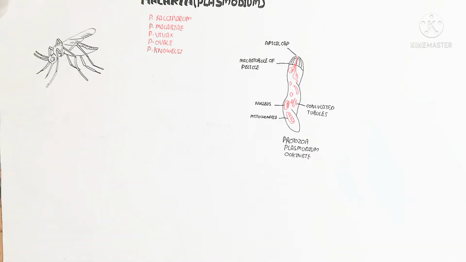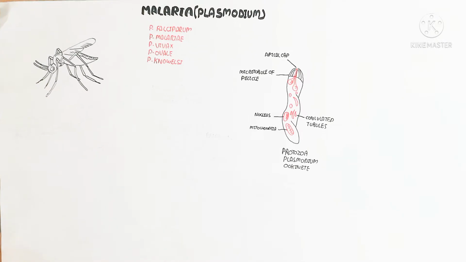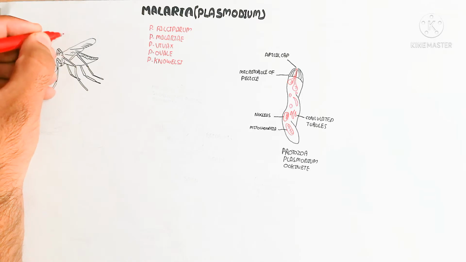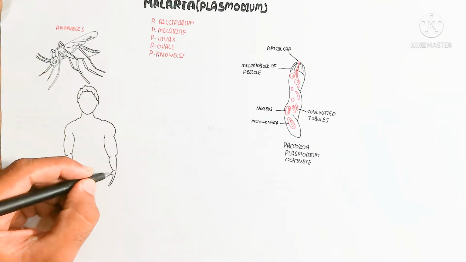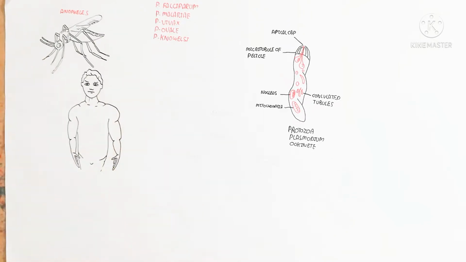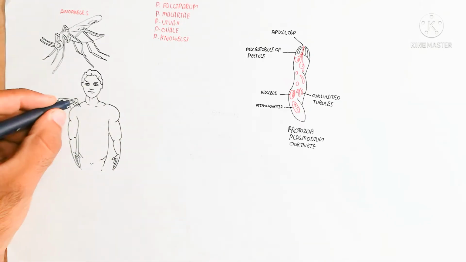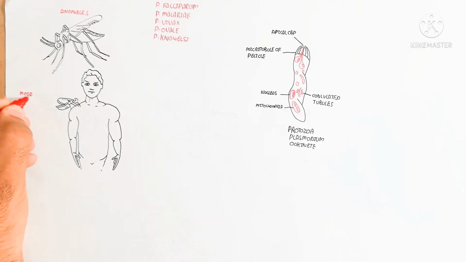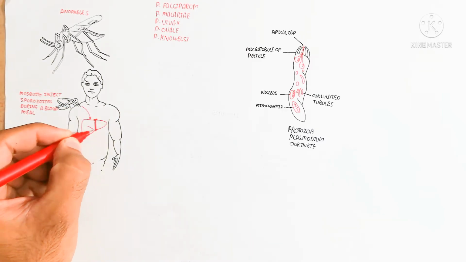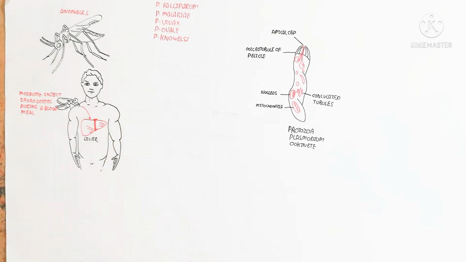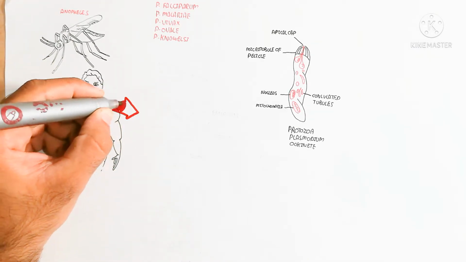So let's begin to understand from the mosquito. The female Anopheles mosquito will bite a human and suck the blood, ingesting the blood. During the blood meal, the mosquito injects sporozoites. The sporozoites go into the blood circulatory system and ultimately reach the liver.